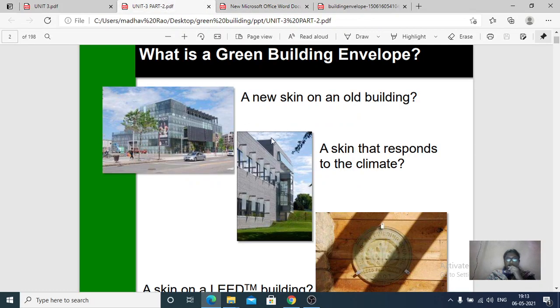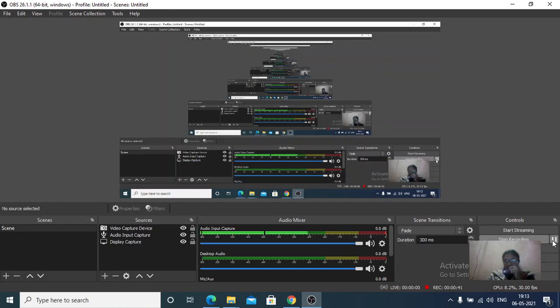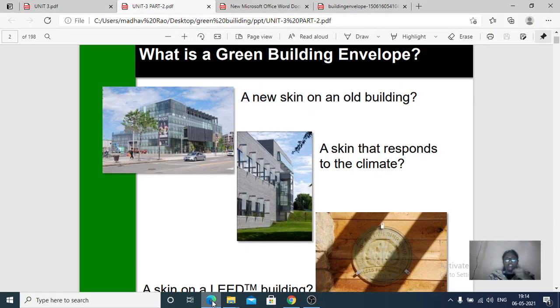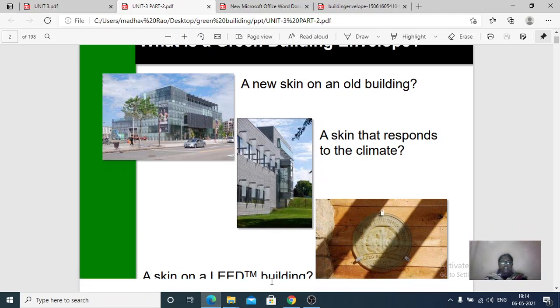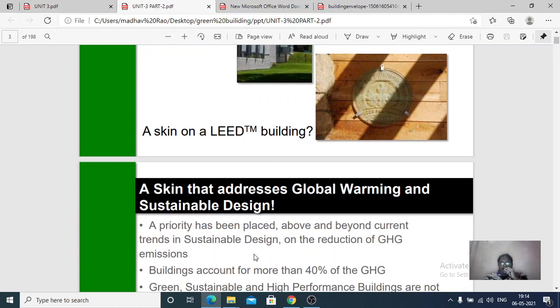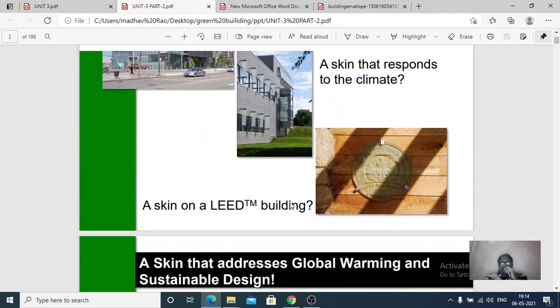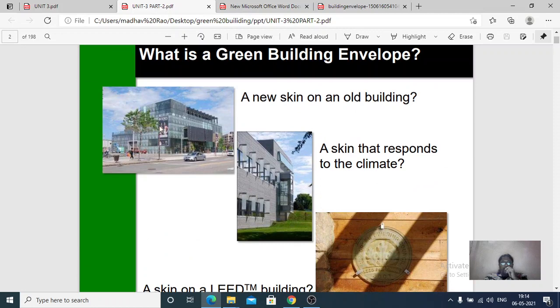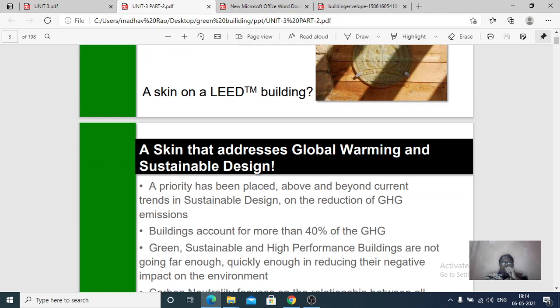So see here, what is a green building envelope? A new skin on an old building, a skin that responds to the climate. What will we be using as the skin here? We will be using the facade. The facade is the exposure, the front elevation and architectural look of the building, that is known as the facade here.